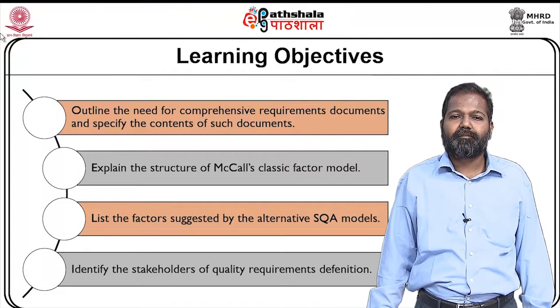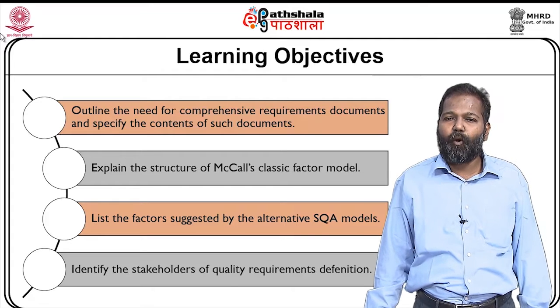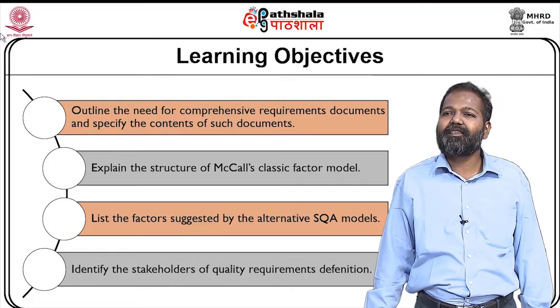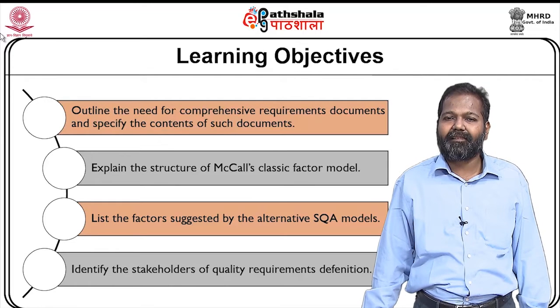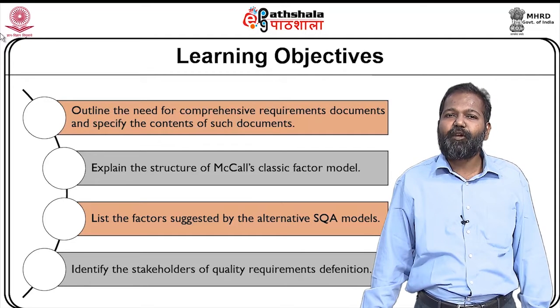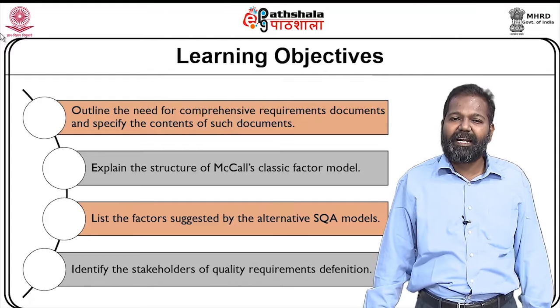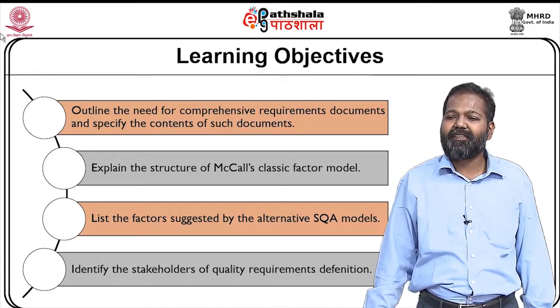Learning objectives: outline the need for comprehensive requirements documents and specify the contents of such documents. Explain the structure of McCall's classic factor model. List the factors suggested by alternative software quality assurance models. Identify the stakeholders of quality requirements definition.